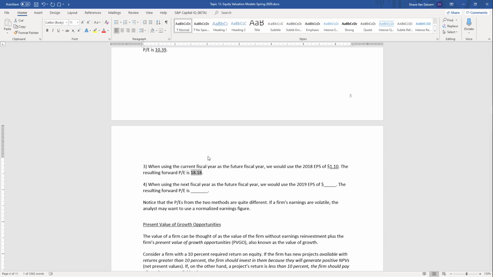Then finally, using the next fiscal year as the future fiscal year, we would use the 2019 earnings per share of $2. The resulting forward PE is 10 because it's $20 per share divided by $2 per share.